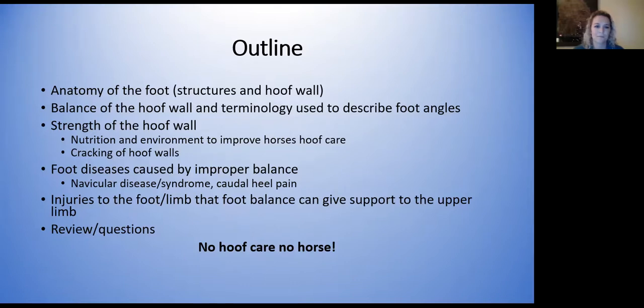And then injuries to the foot and the limb can cause lameness, but we can alter the horse's foot to give them support, even with an upper limb injury. So we'll talk about that as well. We can manipulate the horse's foot to create soundness in an upper part of the horse's leg. Then we'll do some review and any questions at the end. And I put in here, no hoof care, no horse. And I truly believe that.